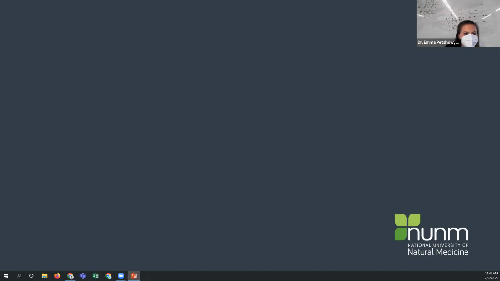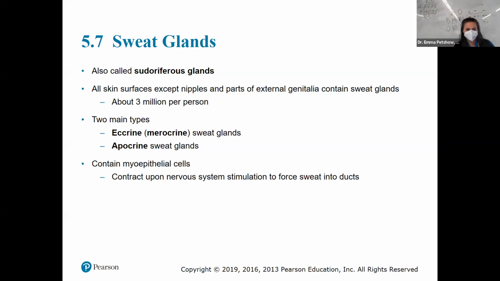There we go. Okay, we've moved forward. We fast forwarded to sweat glands, also called, so this is slide 49 if you're following along, sudoriferous glands. All skin surfaces except for nipples and parts of external genitalia contain sweat glands.